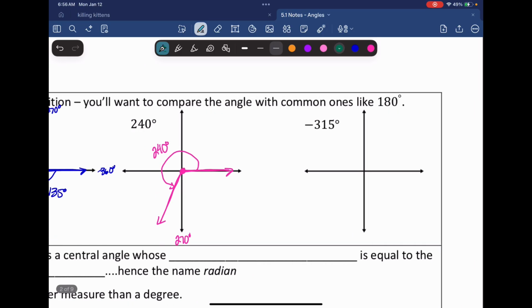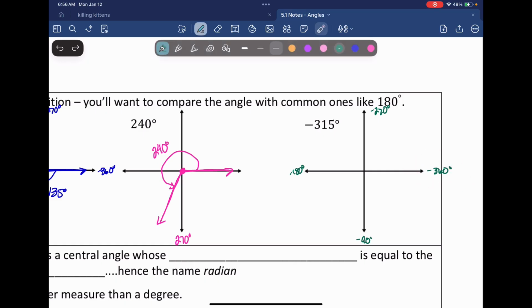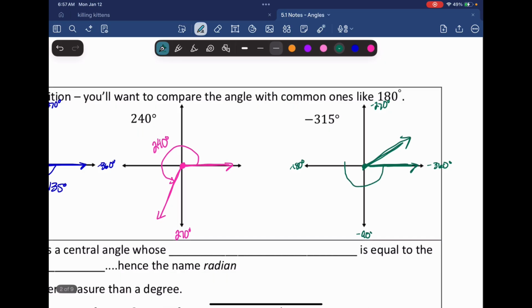All right, negative 315. Again, negative 90 down here, negative 180, negative 270, to negative 360. So I can see that negative 315 is going to fall somewhere in between negative 270 and negative 360, probably closer to negative 360. So we have initial, and then we have terminal. Now, the key here on this one is the rotation, all right? Because if I rotate up, that's this little bitty angle. That's not what we want. We want rotating the other direction. And then don't forget to label.